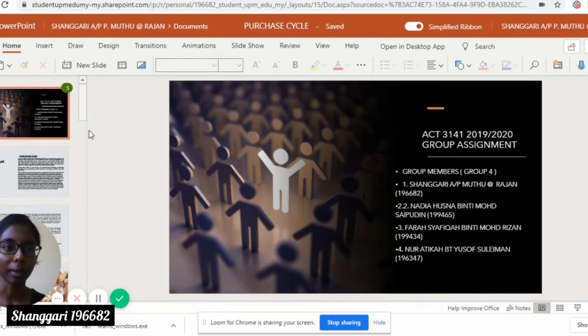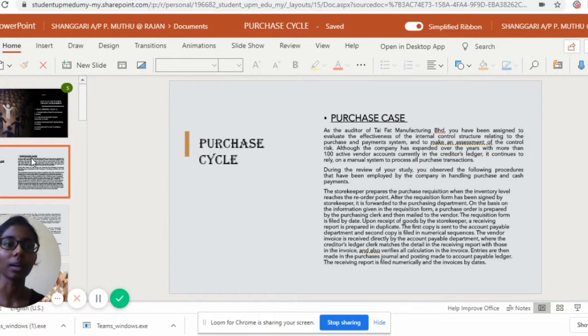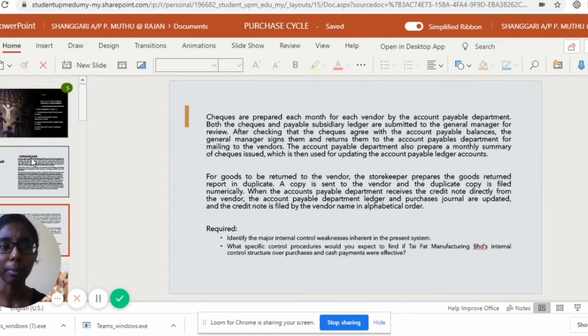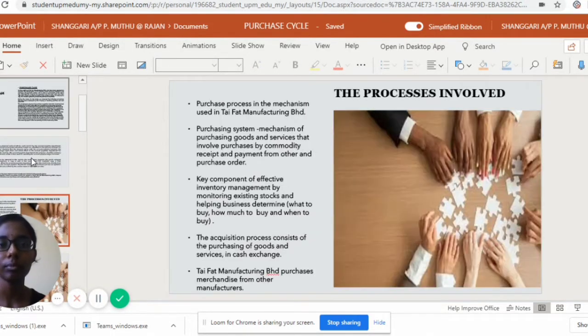Today we are going to present the Thai Manufacturing BHD case, which is about the purchase process. Overall, this case explains the roles and duties played by employees in the purchase process. The first requirement is about which process is involved in this case.